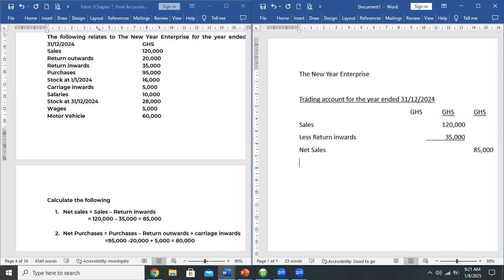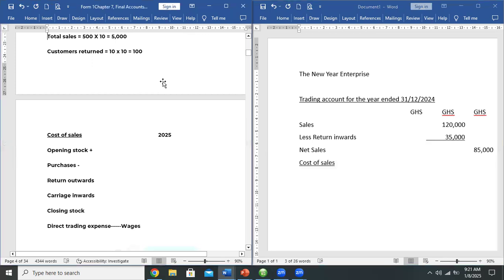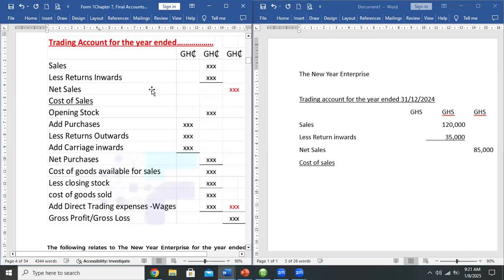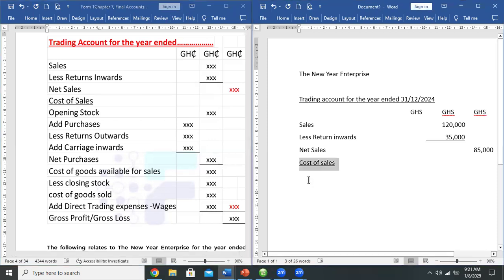Then you now go on to the cost of sales. The cost of sales. I think my professors may not be so much familiar with the format for now. So I'll have to take us back so we can appreciate some of the things I'm saying. Okay, so this is the skeleton, the format we are using. So we have found our net sales. The next thing is to find the cost of sales. And per the format, you begin with your opening stock. So we are going to put in our opening stock.